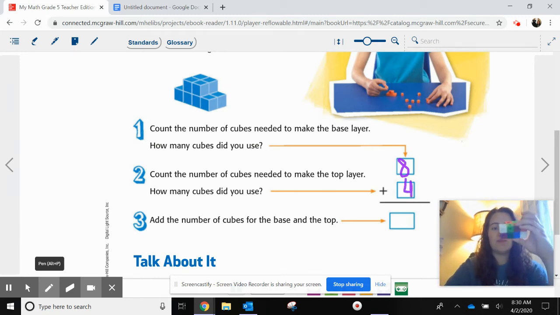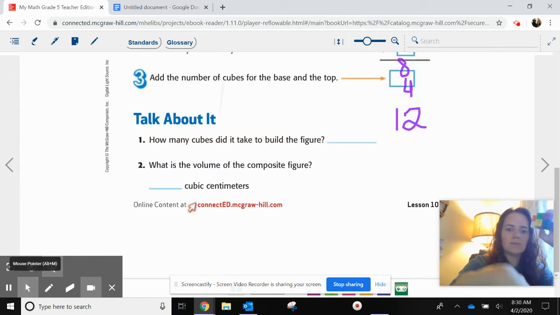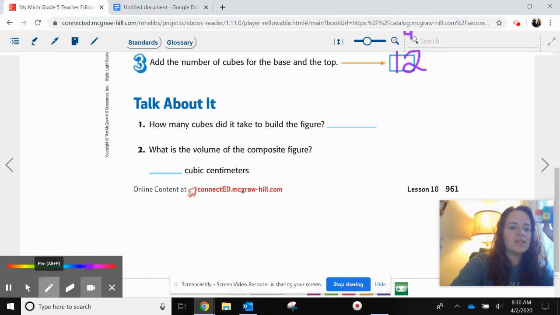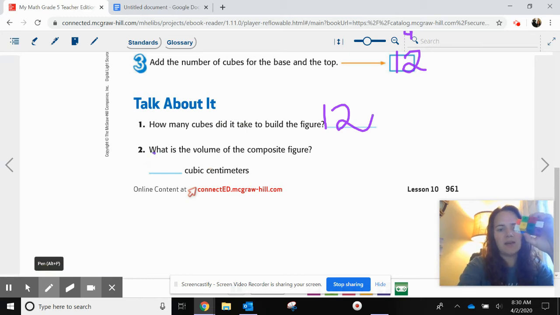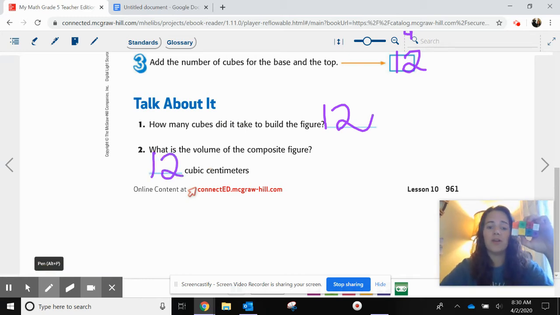So altogether, how many cubes did we use to build this figure? 12 cubes. Since it took us 12 cubes to build the figure, our composite volume, or total volume, is 12 cubic centimeters.